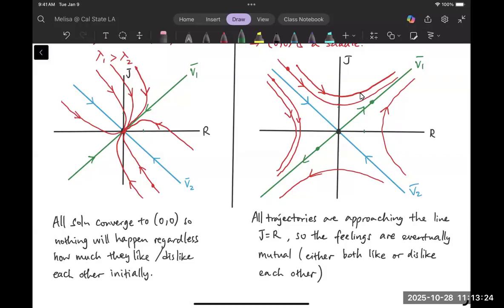Okay. Or if they start with somewhere here, then yeah, one likes and the other dislikes. So at the end, let's see, where did it go? So you're not going to point towards the origin in that case. So here, let's see. That's a good question. So what happens right there? Anyone have an idea? What do you guys think? Look at the trajectory that passed through that point.